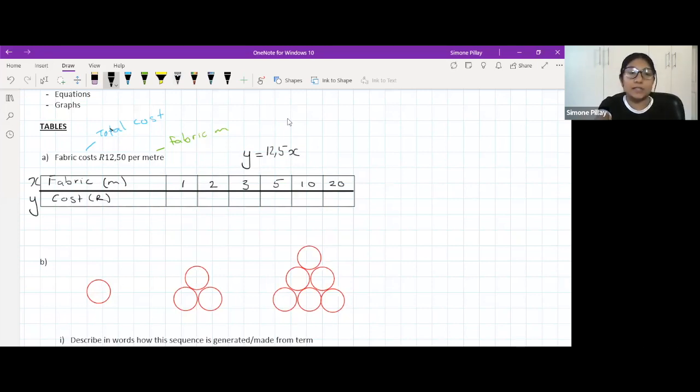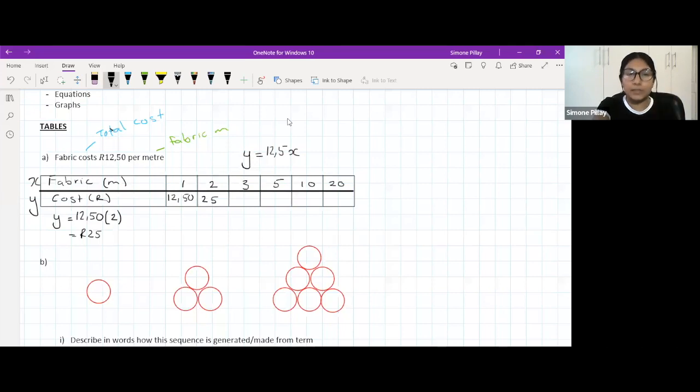So let us see. This number one, super easy. If I buy 1 meter of fabric, what am I paying? I'm paying 12 Rand 50. If I buy 2 meters of fabric, let us look. I've written my equation on the top over there. My output, my cost, is going to be 12 Rand 50 multiplied by the amount of meters that I bought. And how many meters did I buy in this example? It was 2. 12 Rand 50 times 2 is going to give me a total of 25 Rand.